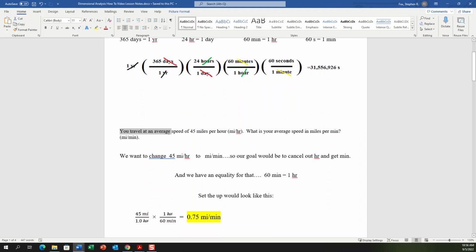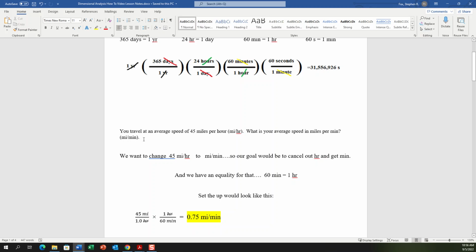You travel at an average speed of 45 miles per hour. So miles per hour. Okay. The first thing you should think is that means 45 miles equals 1 hour. That's how you should interpret that measurement: 45 miles equals 1 hour, especially if our goal is to really learn about dimensional analysis. And we want to know the average speed in miles per minute. So we have miles for every 1 hour. We want to know miles per every minute.